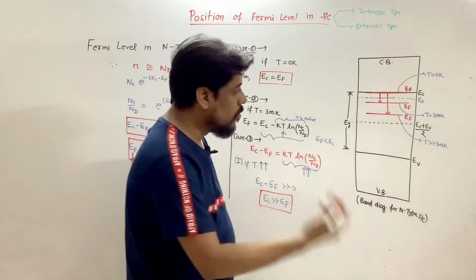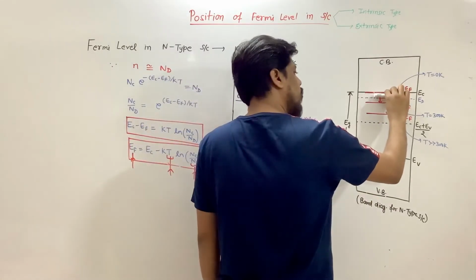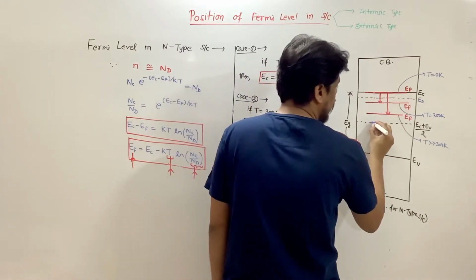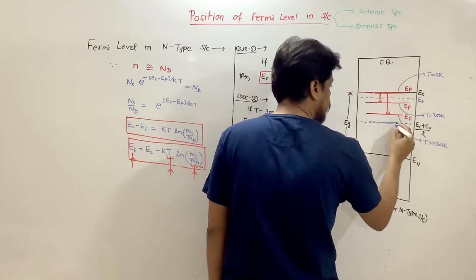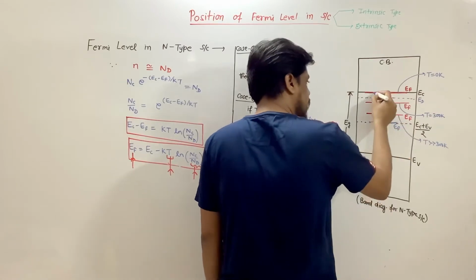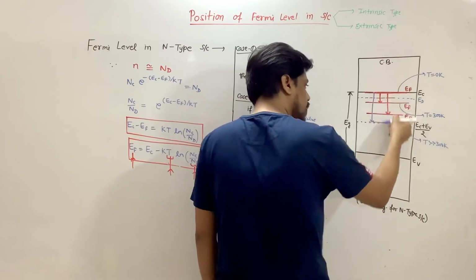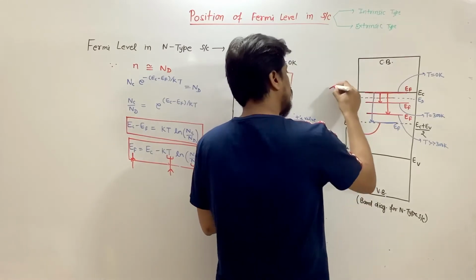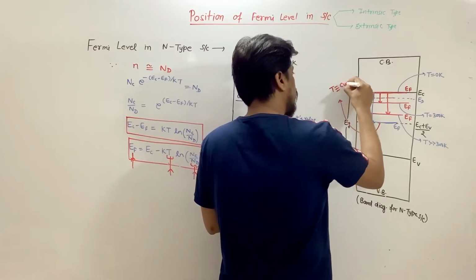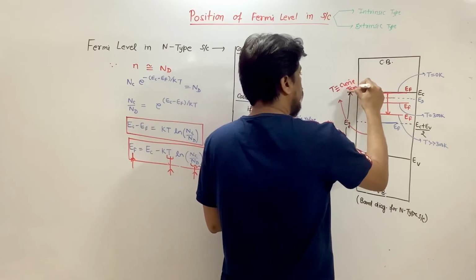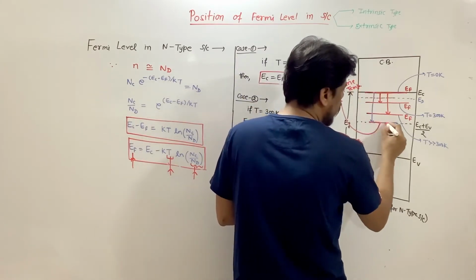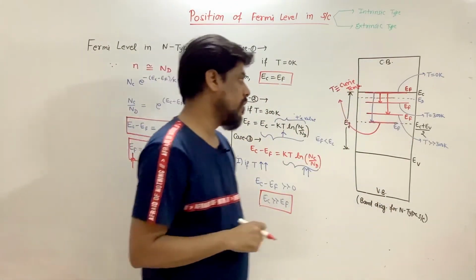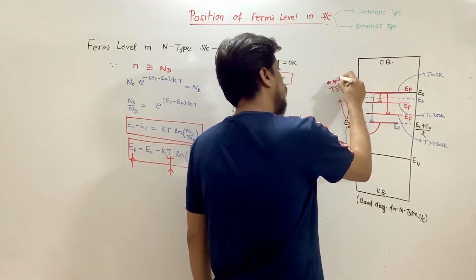Now if we increase temperature more and more, Ef goes even farther away, and at some particular temperature, let's suppose it reaches here. At this temperature, when the Fermi energy level lies at the mid of the band gap, it is called the Curie temperature. Very important point. So this is your Curie temperature.